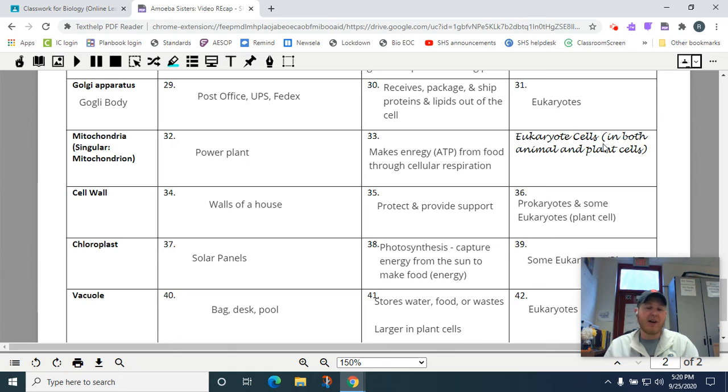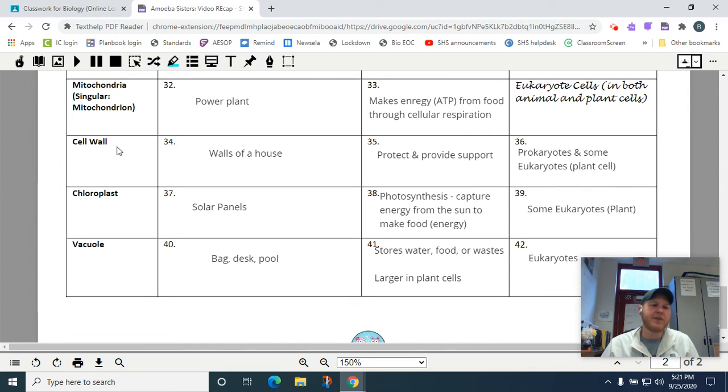Some of the things we're going to talk about next are just in animal cells or just in plant cells, so we are making that distinction there. Next thing is the cell wall. The cell wall has the word wall in it, so it's going to do the job of a wall, kind of like the walls of your house. It's going to protect you. It's going to provide support.